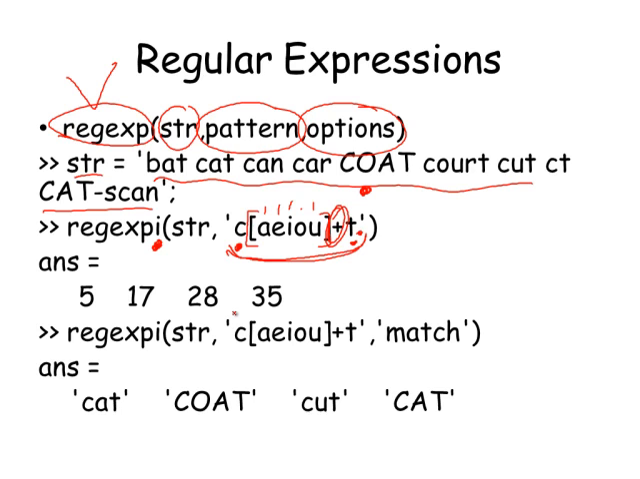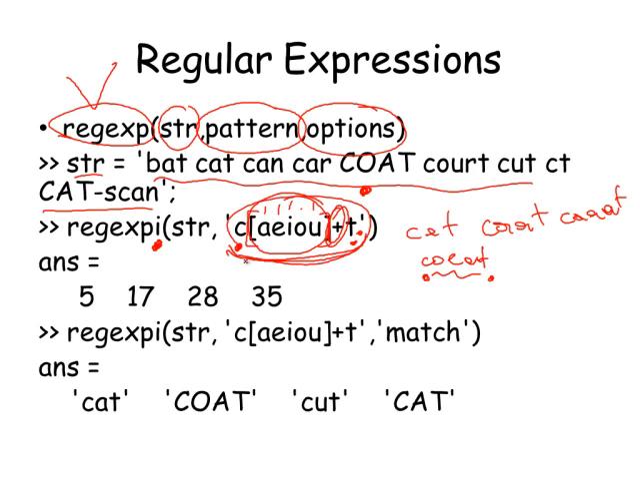The plus sign makes it so that you can have one or more of the preceding character. So this would match cat, or cuat. It would also match cueat. So anything that has a C and a T and one or more vowels will match this pattern.